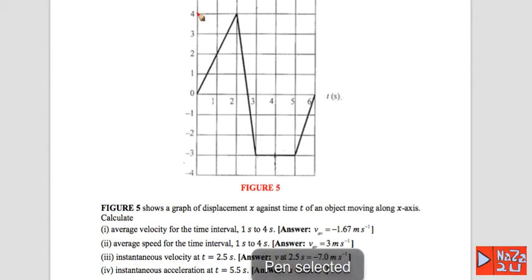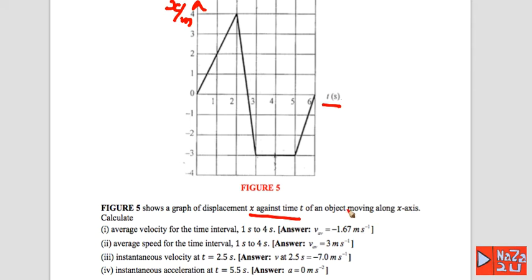You have a graph. They say this is graph x, unit meter, divided by graph t, unit second. So this is a graph of displacement versus time t, or distance versus time t. The figure shows the graph of displacement against time t for an object moving along the x axis. Calculate the average velocity for the time interval 1 to 4.